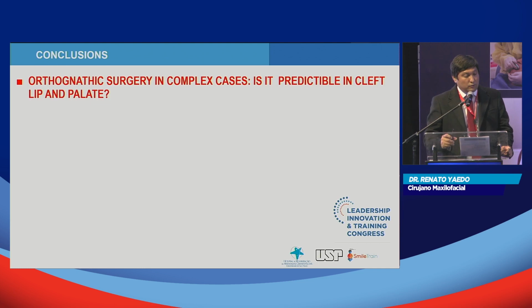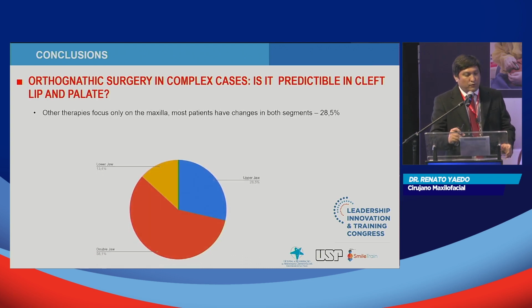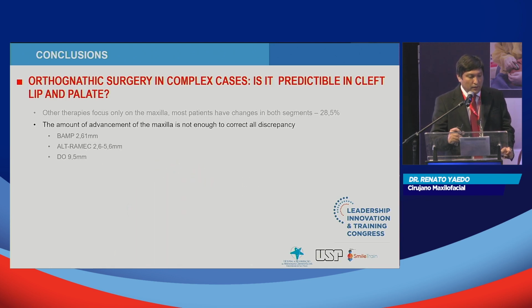And in conclusion, we can answer our initial questions about orthognathic surgery. Other therapies focus only on the maxilla. Most patients have changes in both segments. In our sample, around 28% is corrected just in the upper jaw. Around 6% needed both jaw surgery. The amount of advancement of the maxilla is not enough to correct all discrepancies.